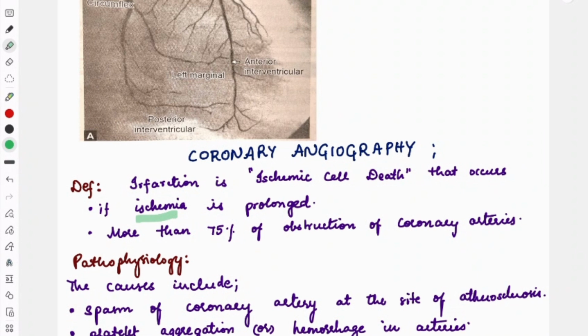Okay, so what are the causes? What is the reason for the infarction? If the obstruction is more than 75% in the coronary arteries, then it can lead to myocardial infarction. So what are the obstructions? The obstruction may be caused due to various reasons. What are those? Let us study.